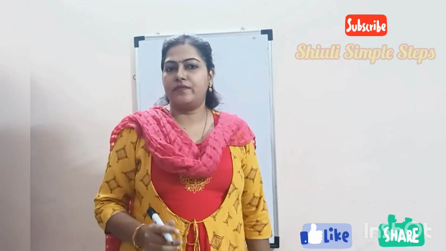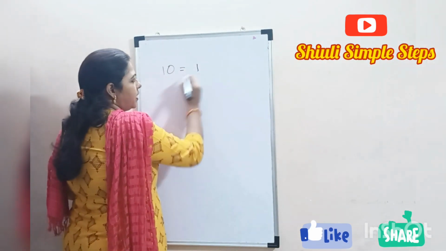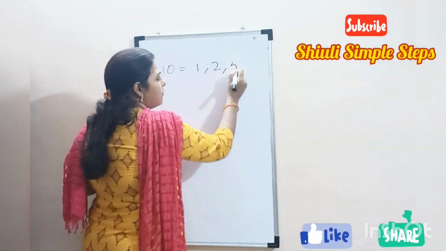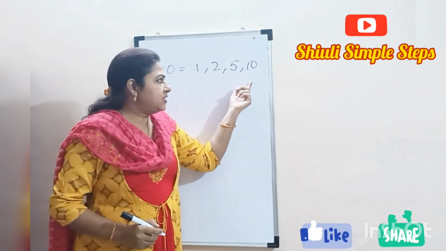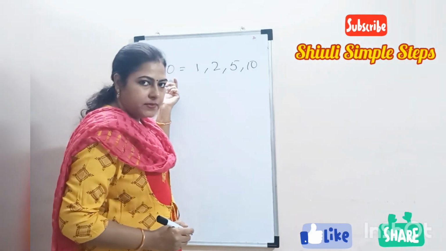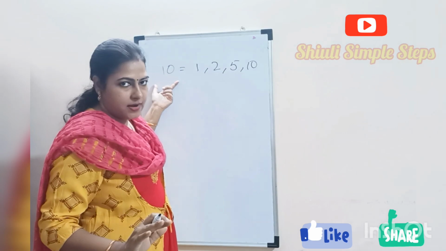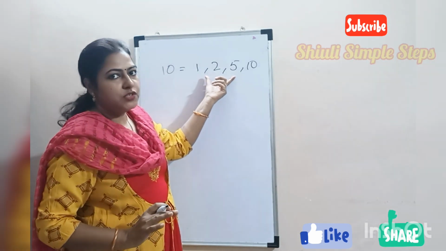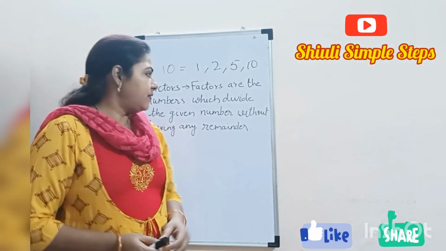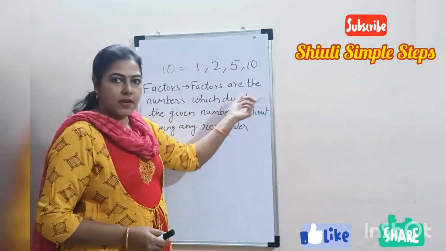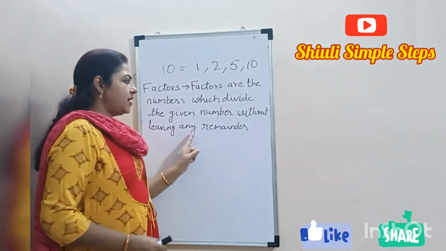So friends, what we have seen here is 10 is divided totally by 1, 2, 5 and 10. 1, 2, 5 and 10 are the factors of 10. These numbers completely divide 10 without leaving any remainder. So these are the numbers which are known as factors of 10. So here we can see that factors are the numbers which divide the given number without leaving any remainder.